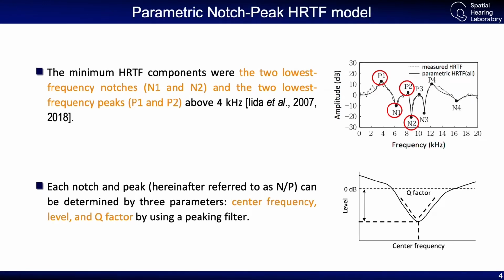We demonstrated that the minimum HRTF components, which provide approximately the same localization performance as the measured HRTFs, were the two lowest frequency notches N1 and N2, and the two lowest frequency peaks P1 and P2, above 4 kHz. And each notch and peak can be determined by three parameters: center frequency, level, and Q factor by using peaking filter.